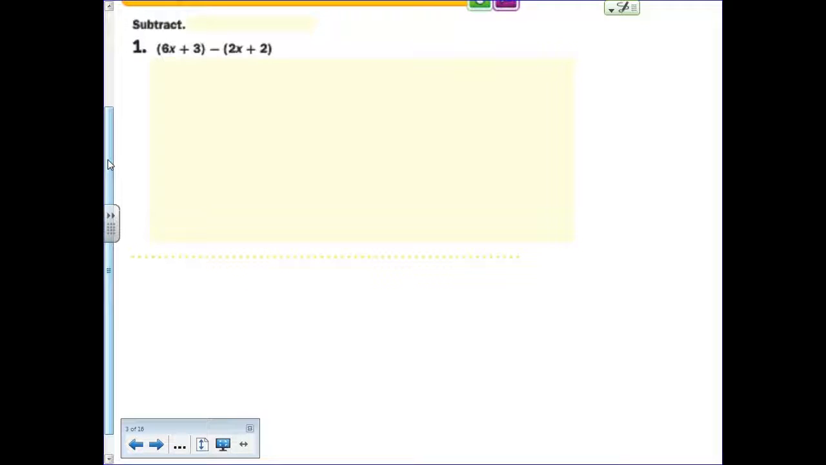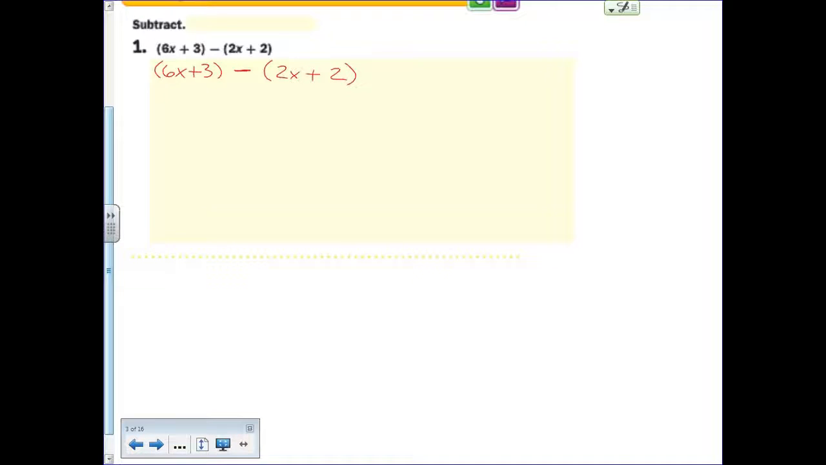Example 1 says subtract positive 6x plus 3 in the first parentheses, and then there's a minus sign. Before that was a plus sign. Now it's a minus sign. That's why this is called subtracting linear expressions. And then the second expression is 2x plus 2. Everything looks identical to what we were just doing with adding linear expressions, except this minus sign in the center.